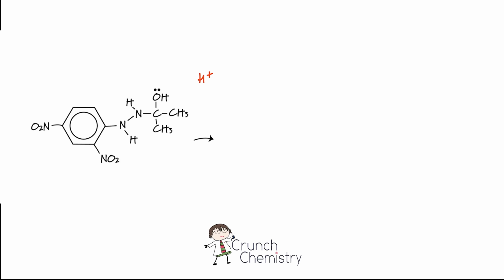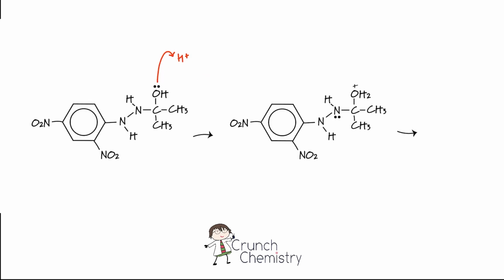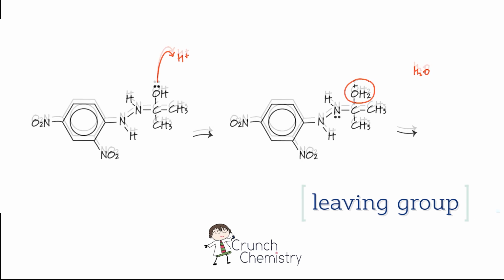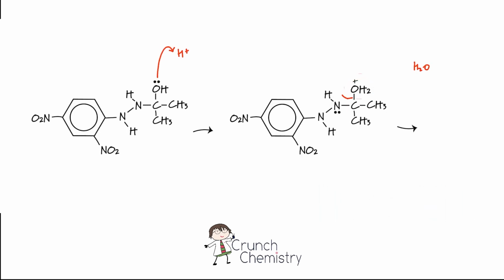It can use its lone pair to attack a hydrogen ion from our acidic solution. The OH group is now an OH2+ group. Essentially, it's water. Water makes a very good leaving group. And we find that oxygen takes the electrons out of the carbon-oxygen bond and leaves. The carbon, of course, will then only have 3 bonds.